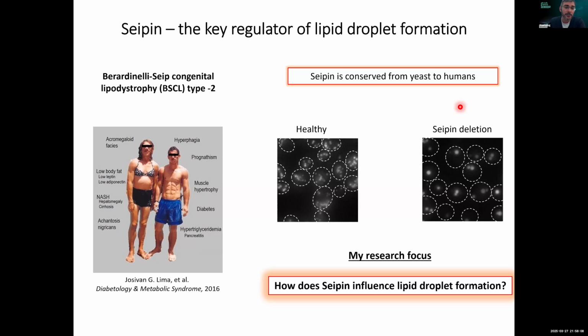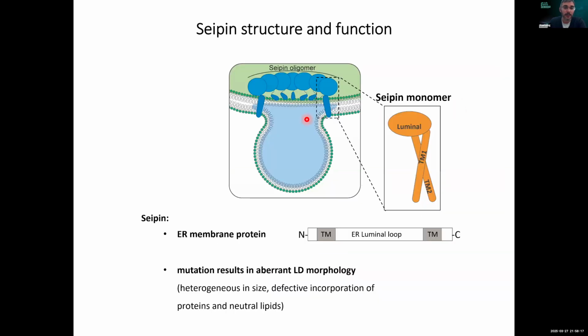This really brings me to my research focus, which is to ask, how does seipin actually influence lipid droplet formation? When I joined the Carvalho lab, we didn't know much about seipin. We knew that it sits at this ER-LD interface. We knew that it's really important for lipid droplet formation. We knew it functions as an oligomer.